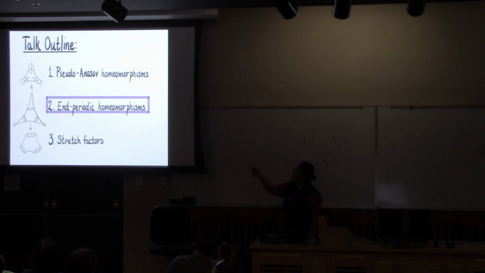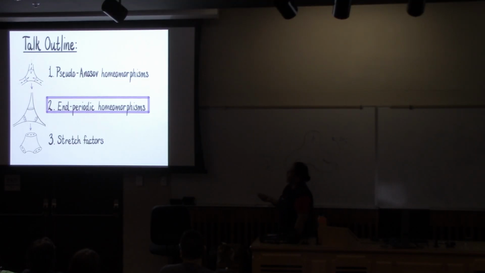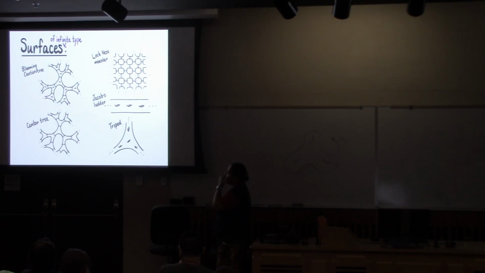Okay, so what about n-periodic homeomorphisms? What I'd like to convince you by the end of this section is that these provide a really nice analog to pseudo-Anosov homeomorphisms once we enter the infinite type setting. The infinite type setting can get a lot more wild than the finite type setting. So I have a few examples.